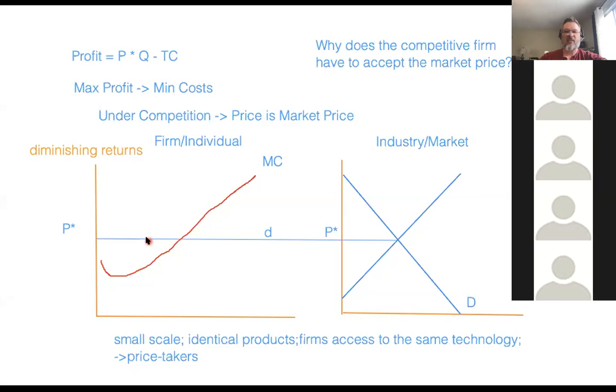If you don't have any fixed factors, you can just scale everything up and match workers with machines and keep producing, and your costs don't have to go up.